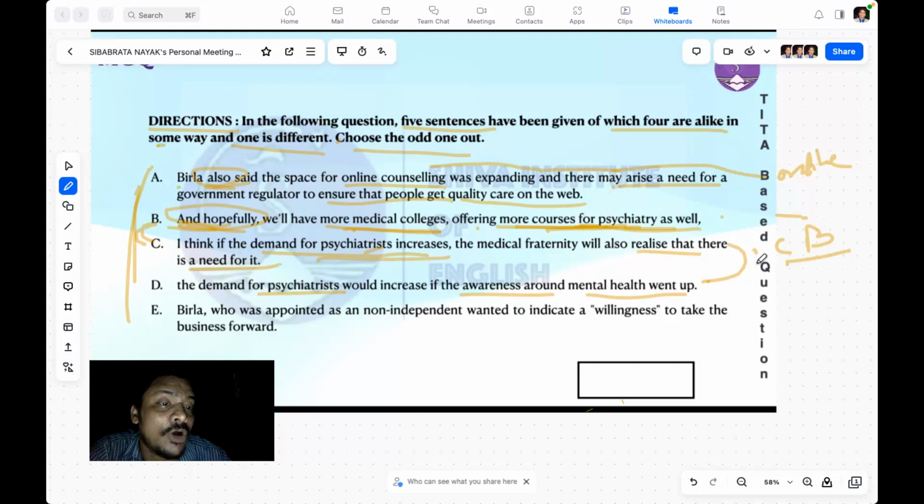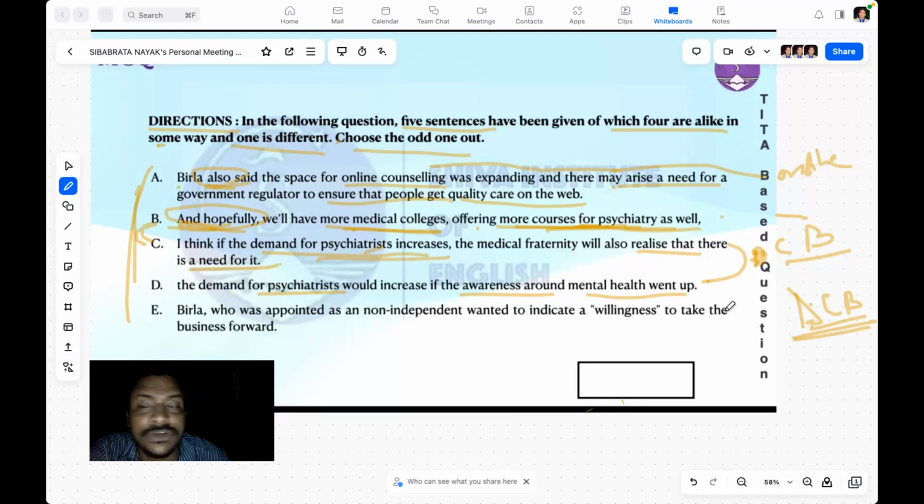So in that case, option D could be called the beginning sentence, or you can say D could come before C and B. So DCB will be a kind of a sequence, right? Because D stated that awareness around mental health could create the demand for psychiatrists. And if the psychiatrist demand increased, then the medical fraternity will think of more medical colleges and offer more courses for psychiatry as well, isn't it? So in that case, we consider DCB would be the appropriate one.